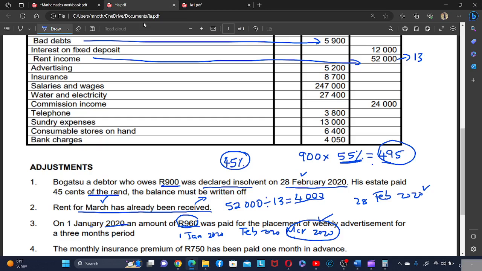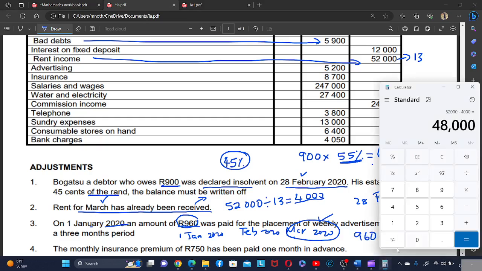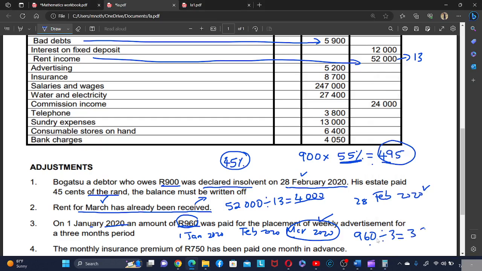So this means that we have recorded something that does not belong in our financial year because we paid it, but it does not belong in our financial year. So we want to know how much the advertisement is for each month. We are told that this 960 is for 3 months, so we divide by 3 months. 960 divided by 3 is equal to 320.